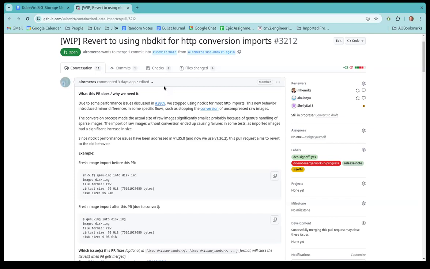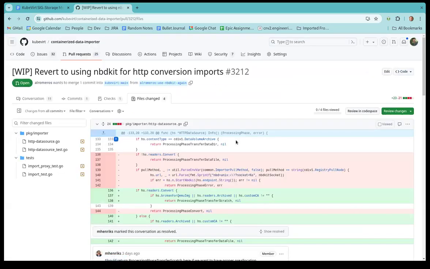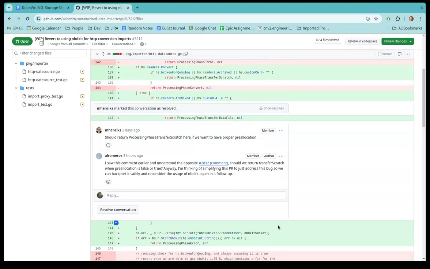So my question about this particular PR then is, instead of reverting to NBDKit, and I didn't look at the actual change yet, but could we just download to scratch space and use QEMU image? Yeah, I think that would be better than using NBDKit. Yeah, that was my other option, but Alex made a good point.